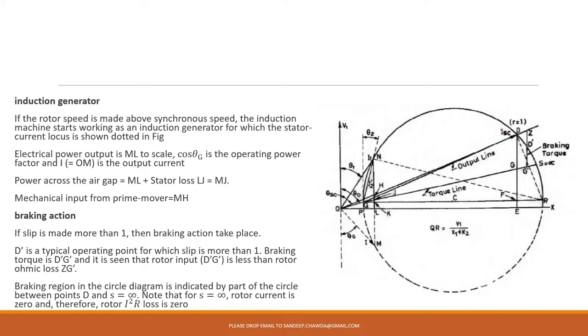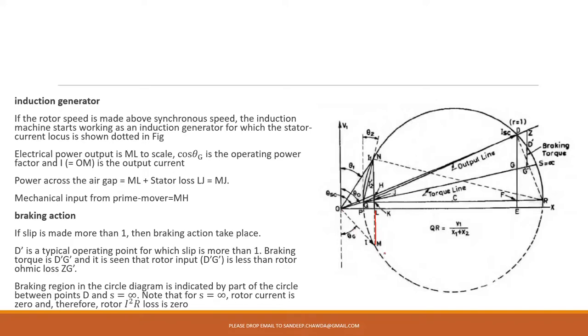So here the power output will be given by this ML. Our output we are calling it. Please remember, in an induction generator, in case of a motor it was input, your NL. So power output will be given by ML, and this will be your operating power factor. This is V1 here, so the V1 axis, and this will be your current I. So theta G will be the angle between V1 and I, so cos theta G is going to give you the operating power factor.